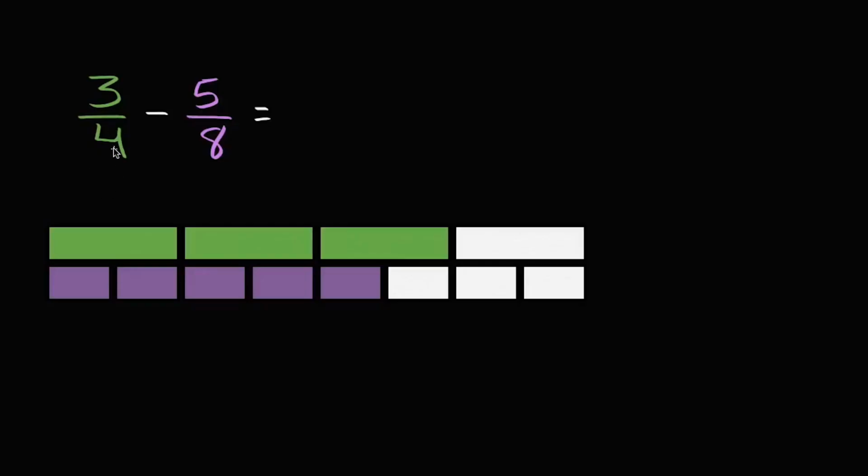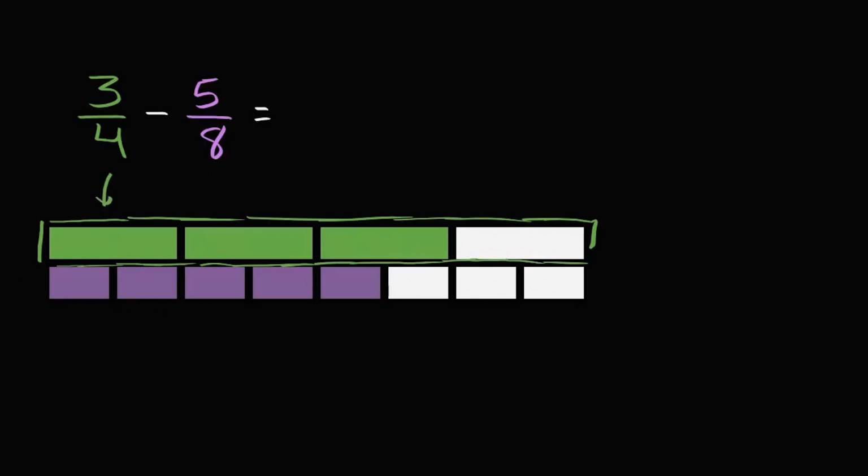Let's see if we can figure out what 3/4 minus 5/8 is. And we have 3/4 depicted right over here. You could view this entire bar as a whole, and we see that it is divided into 4 equal sections, and that 3 of them are shaded in. So those 3 that are shaded in, those represent 3/4 of the whole. So you see that right over there.